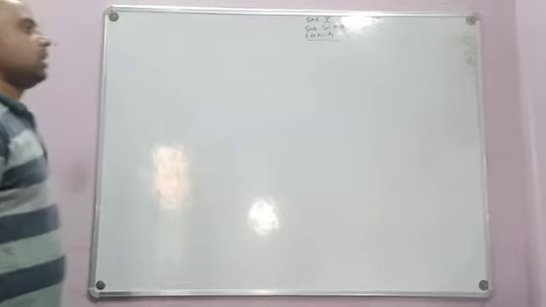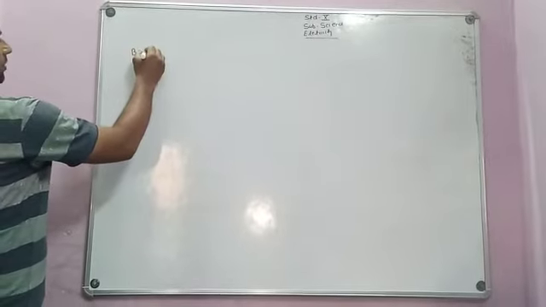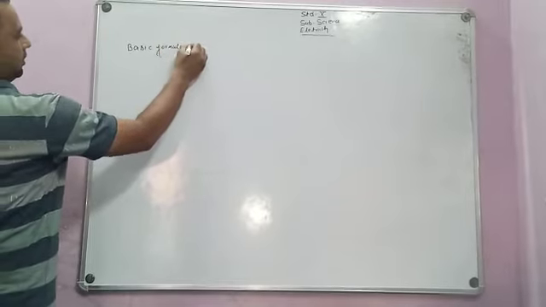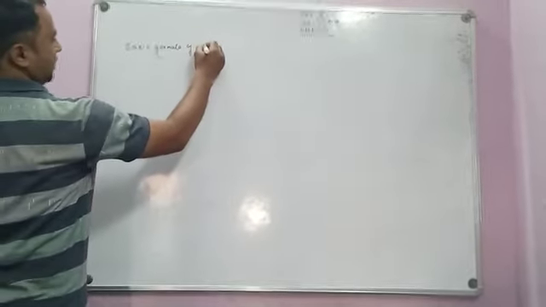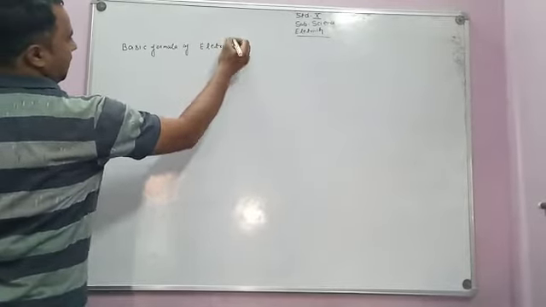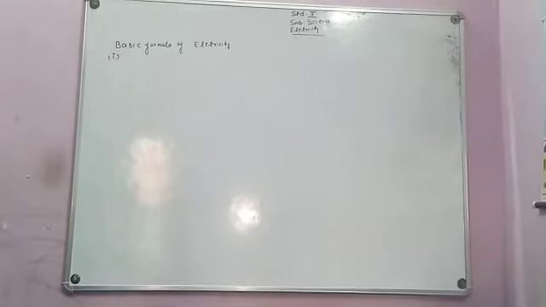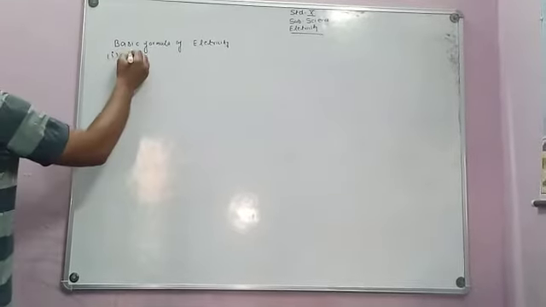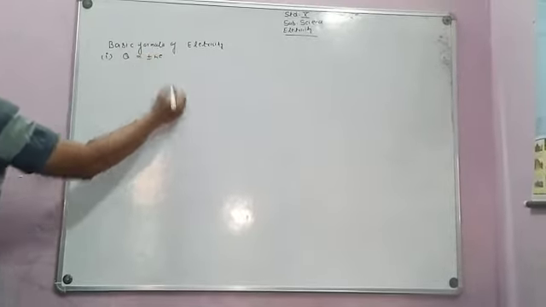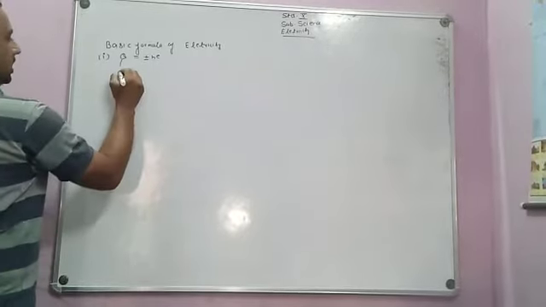So first, we have to see the first basic formula of electricity. The first basic formula we have to write is for charge: Q is equal to plus minus NE, where Q is the charge transferred.